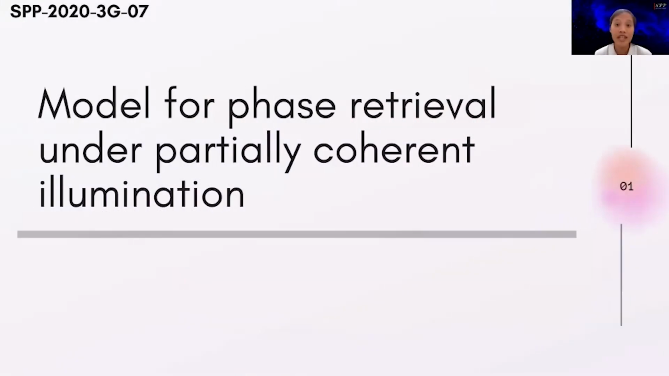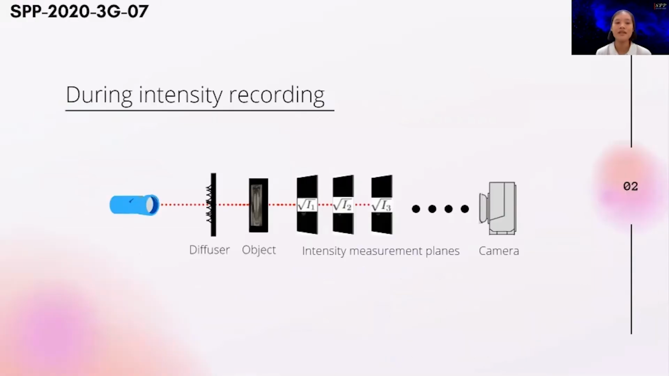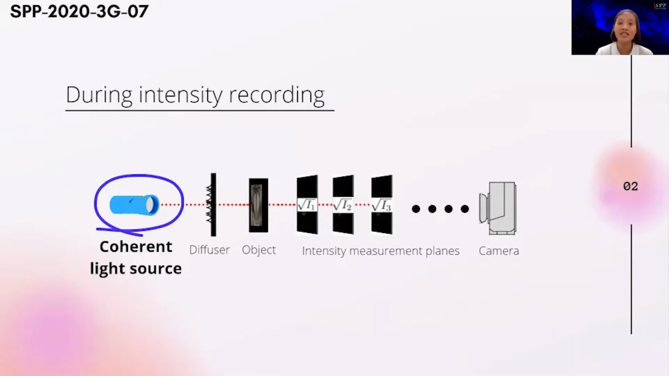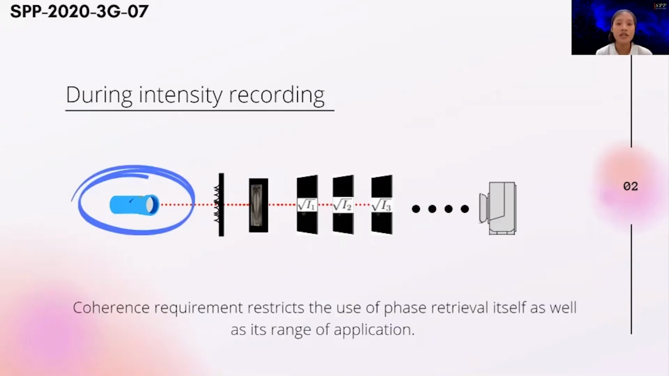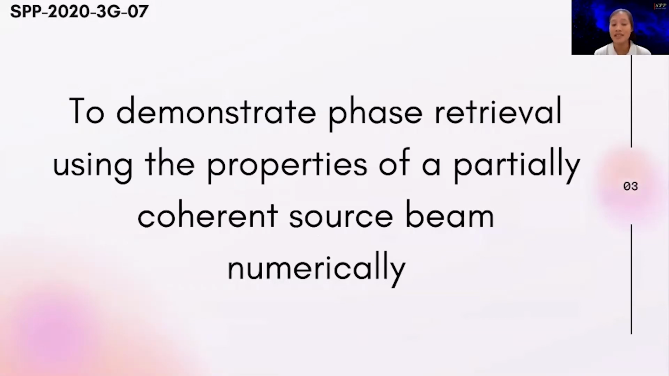Good day, everyone. I am Jelly P. Gloria, and I will be presenting to you a model for phase retrieval under partially coherent illumination. During intensity recording, conventional phase retrieval methods use coherent light sources like lasers. However, their coherence requirement restricts the use of phase retrieval itself as well as the range of its application. So, we demonstrate phase retrieval using the properties of partially coherent illumination beam numerically.